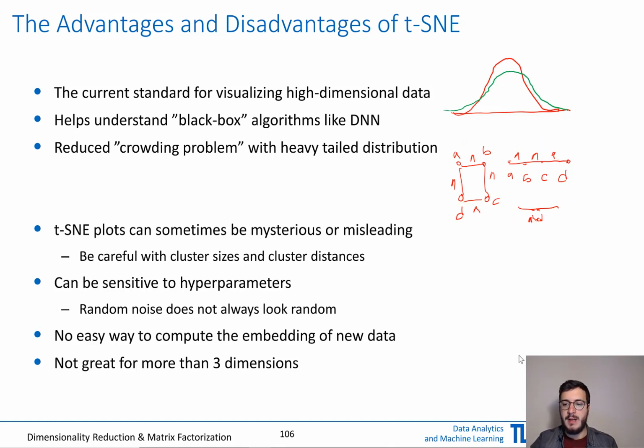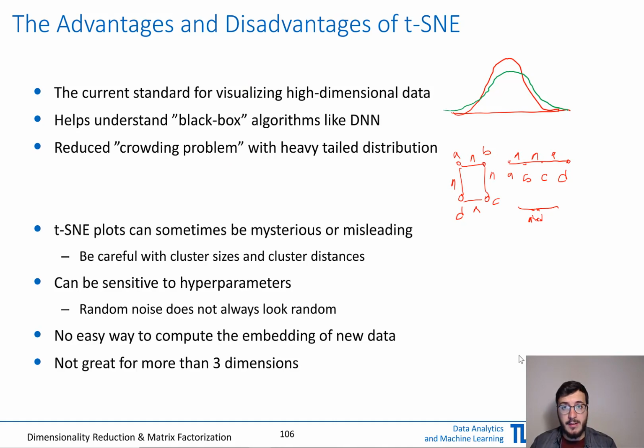But as I said, I'm not going to go into details of why exactly this is the case, and this is not really important for you to know for the exam, let's say. But nonetheless, there is a crowding issue, and using a t-distribution in the low dimensional space helps to reduce this crowding issue. Okay, so yeah, these are the advantages of t-SNE.